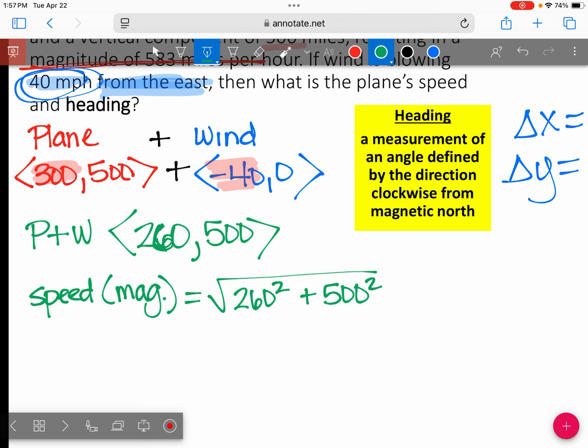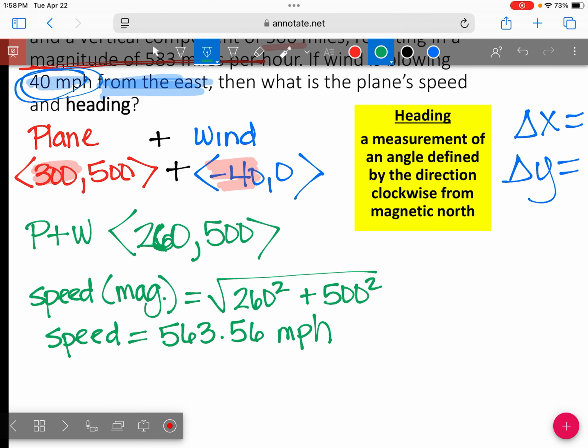Wait, why did you do that? That's the formula for magnitude. It asks you at the end, what is the plane speed? If you're trying to find speed, we use our magnitude formula, using the horizontal and vertical component of the plane plus the wind. Type that in your calculator to get your speed to the thousands place. Speed is measured in miles per hour.